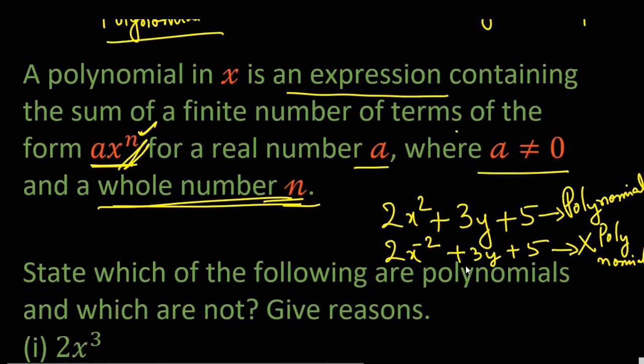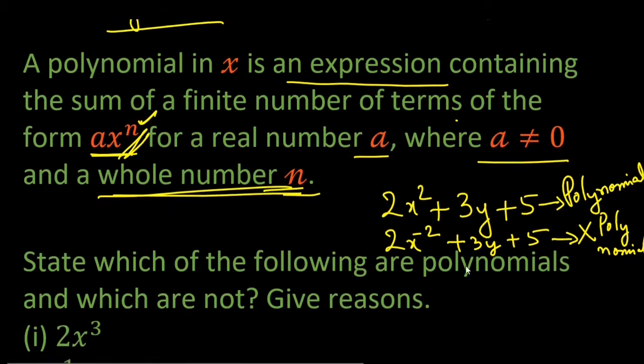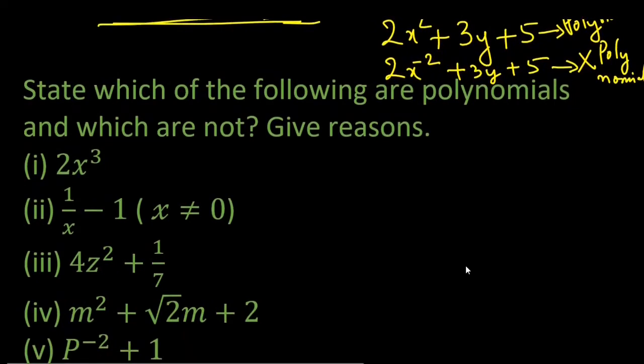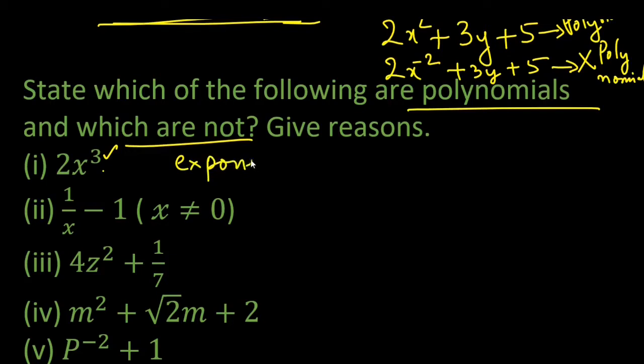Now let us see some expressions and state whether they are polynomials or not. State which of the following are polynomials and which are not. Give reasons. So here the first one, 2x power 3. Here the exponent is 3. It is a whole number. So this is a polynomial.